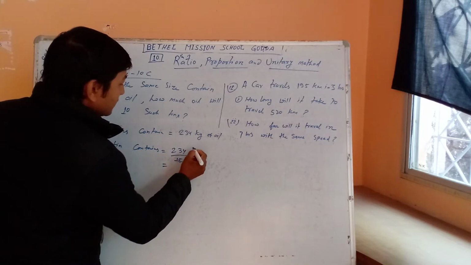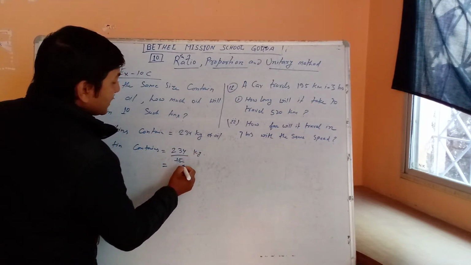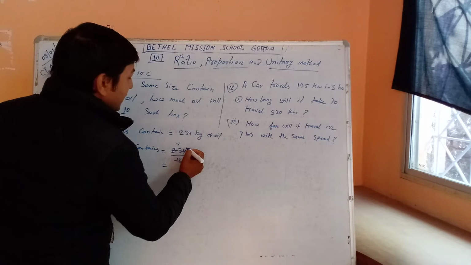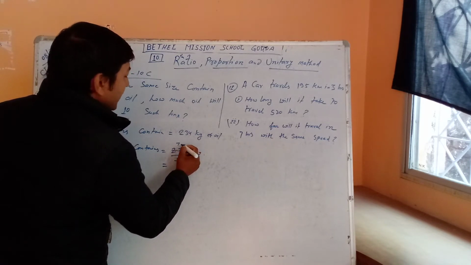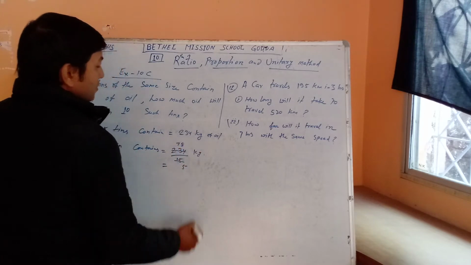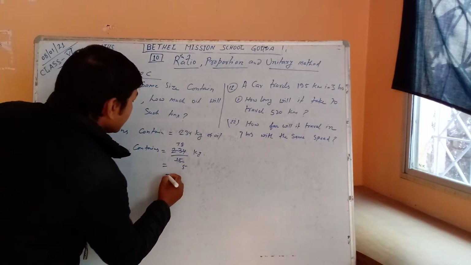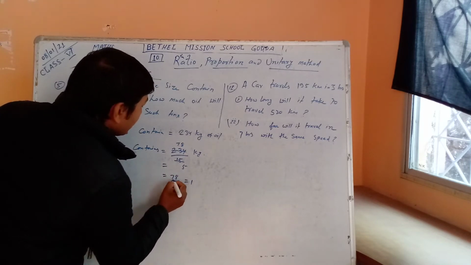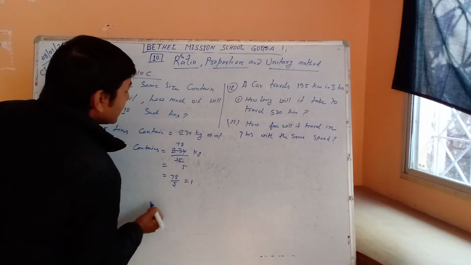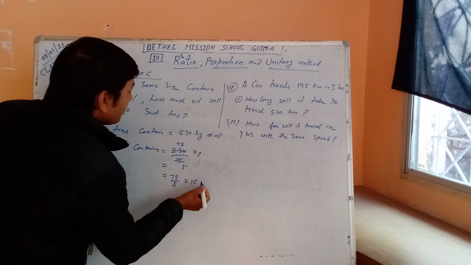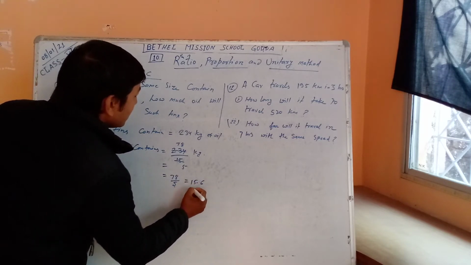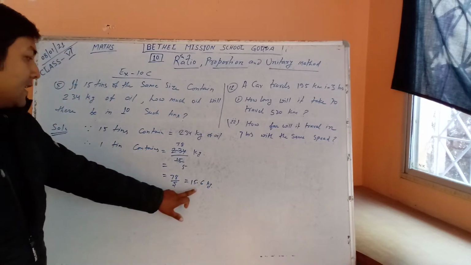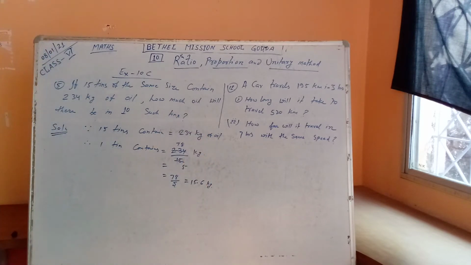Dividing, 234 by 15: 15 times 1 is 15, subtract, and carrying on the division with the decimal point, we get 15.6 kg. So one tin contains 15.6 kg of oil.